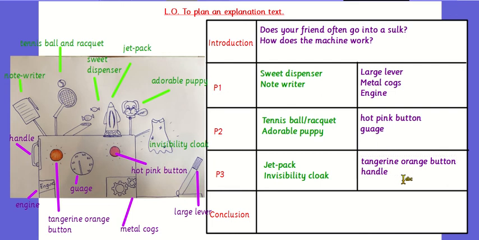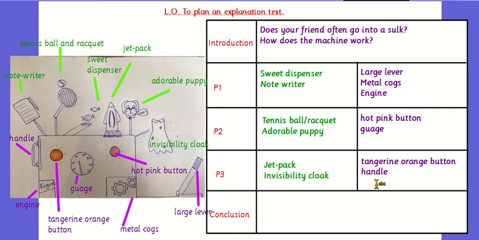Okay. I can mention these in more than one paragraph. So just because the metal cogs are in the first one doesn't mean they can't be in the second one as well, but I want to make sure that I mention them all at least once. So I'm going to organise them like that.